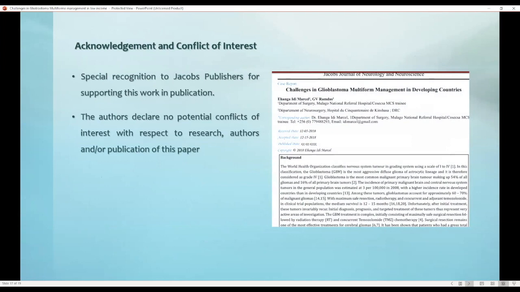So here we want to acknowledge, with a special recognition, Jacobs Publishers for supporting this work. This work you can find on Google. We published this article at Jacobs Publishers, and in the article there are many details we could not say in this short time. We declare there is no potential conflict of interest with respect to the research, authors, or publication of this paper. Next slide.